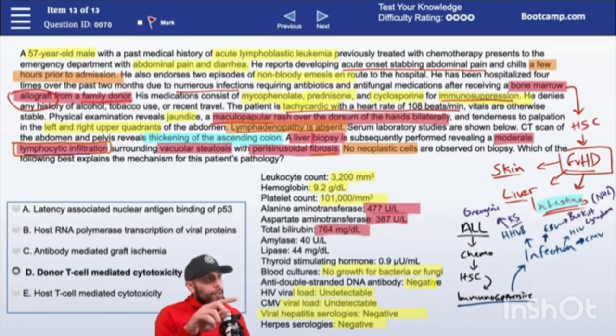And when I'm reading a question on the real thing and I only have one color highlighter to use, I'll probably just use the yellow on the things that really count, right? The bone marrow allograft, the lymphocytic infiltrate, the maculopapular rash, right? Those are the big things that stood out to me. Let's just go through some of the options here.